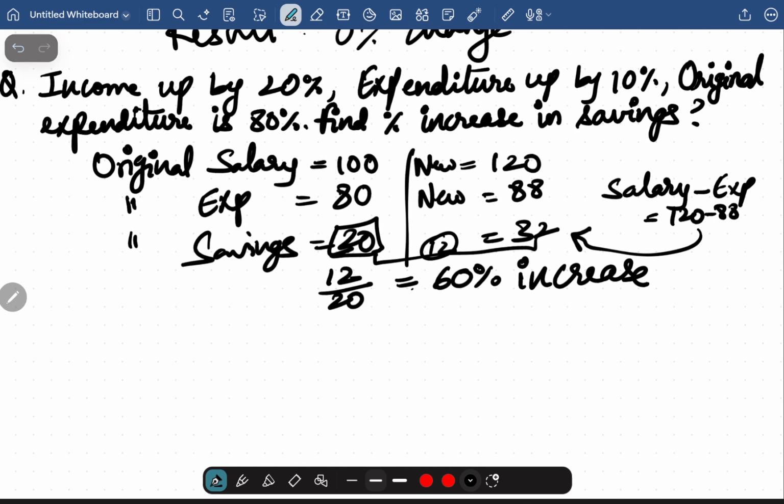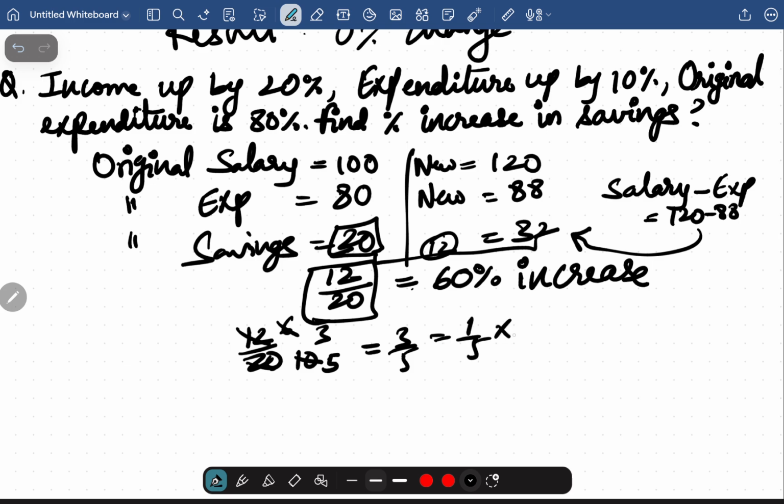And if you want to know how I did this, it's nothing but 12 by 20, 2 6s are 12 and 2 tens are 20, 3 by 5, 3 by 5, and 1 by 5 into 3, 20% into 3, which points me back to 60%. So you have to learn the percentage table for this.